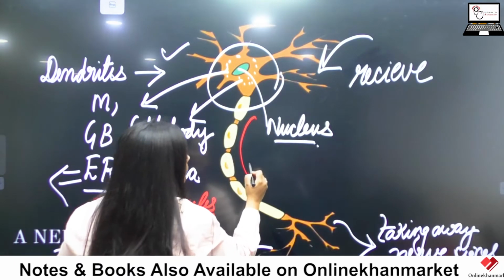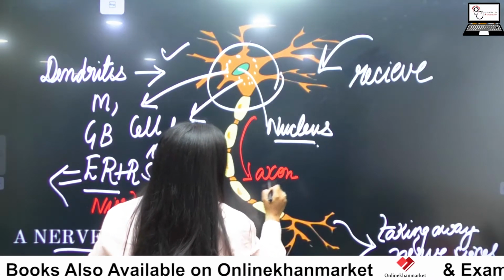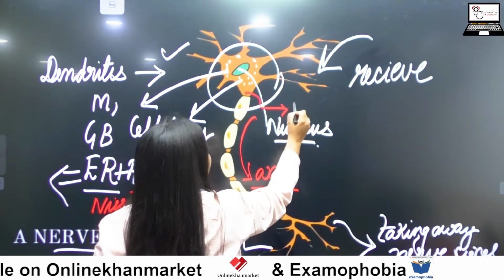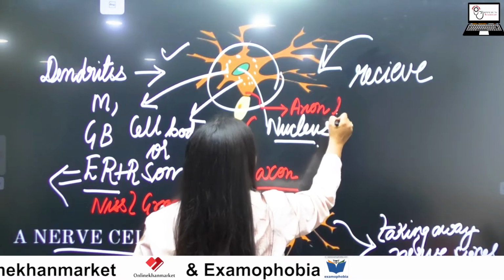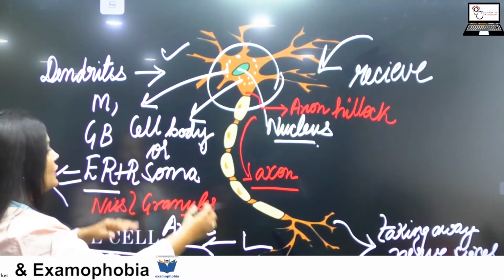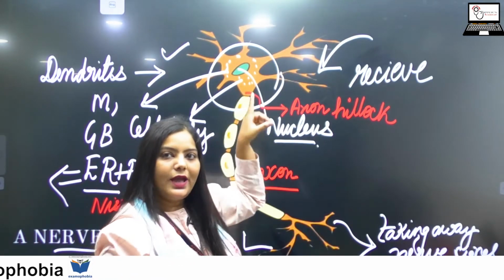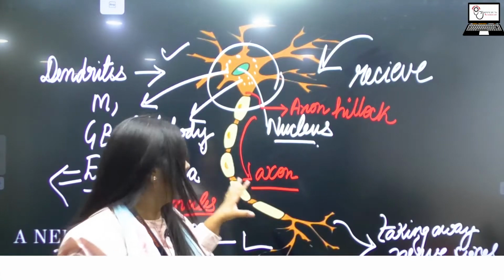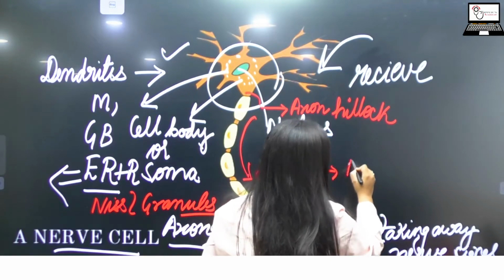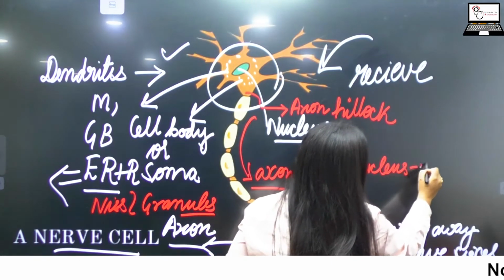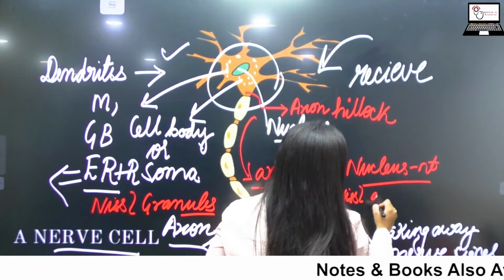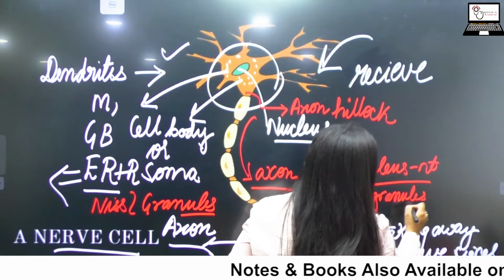Now, let's proceed towards the bottom side, towards the axon side. This axon starts from the base of the soma, and this part is called the axon hillock, right? And what is the difference between the content of the cell body and the axon? Can you guess? Okay, there is no nucleus. In the axon, the nucleus is absent. What else is absent? Nissl granules, or your rough endoplasmic reticulum, are absent.